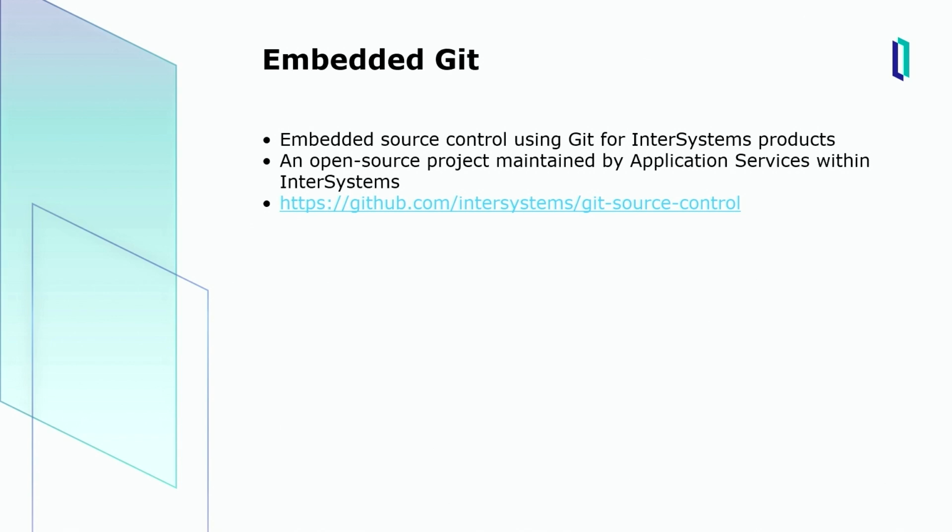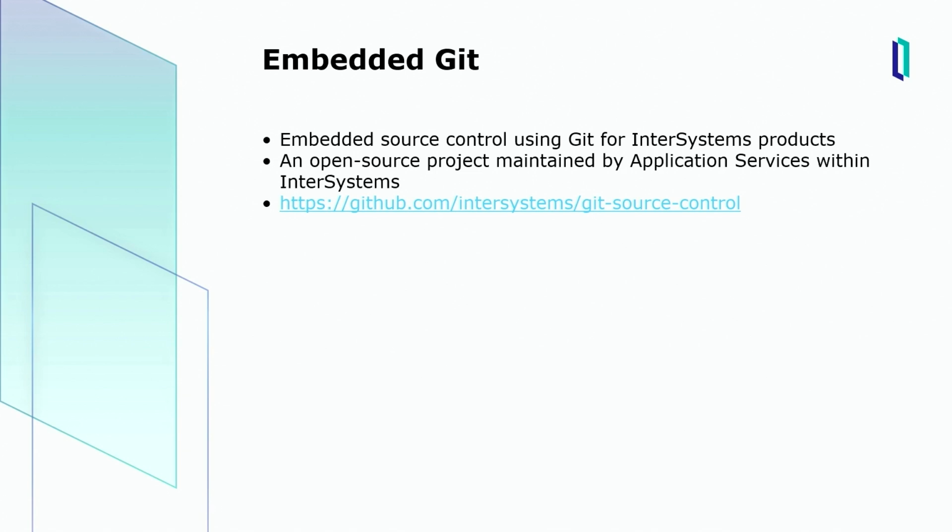All right, so what is Embedded Git? This is an extension that provides you with embedded source control using Git for InterSystems products. This is an open source project, maintained by the application services team within InterSystems. And there's the handy link for it. It has a GitHub repository where you can see documentation and install it.